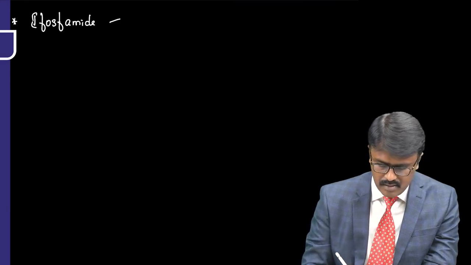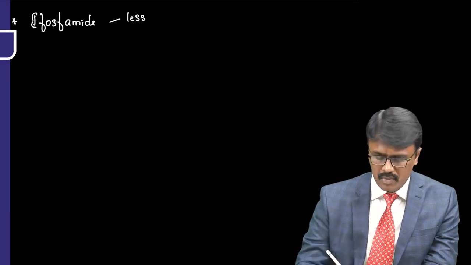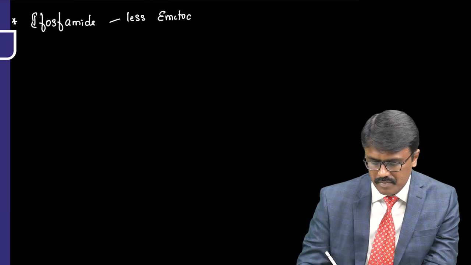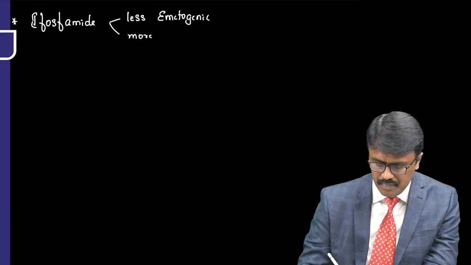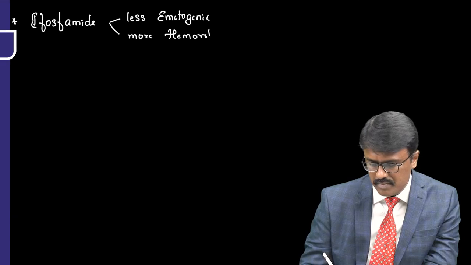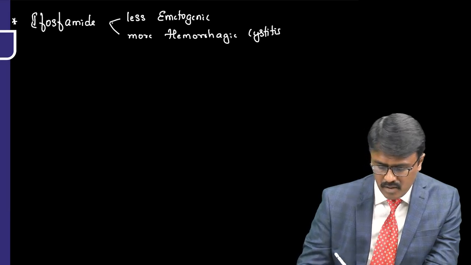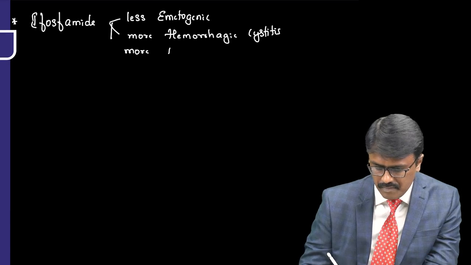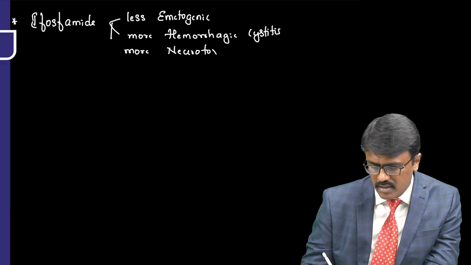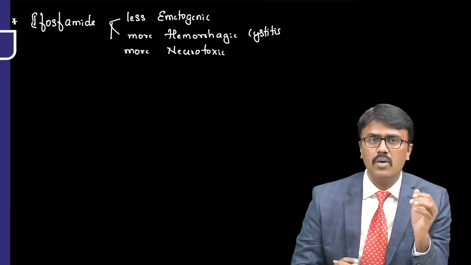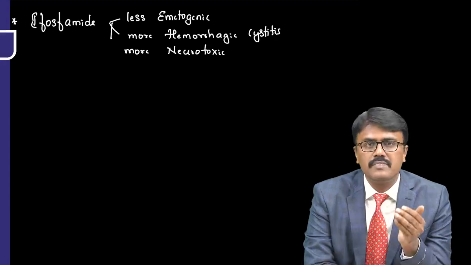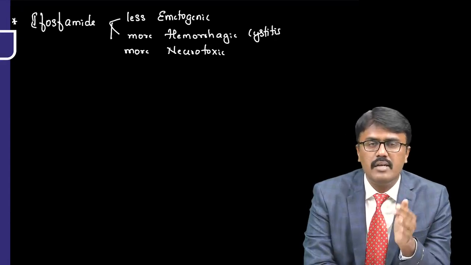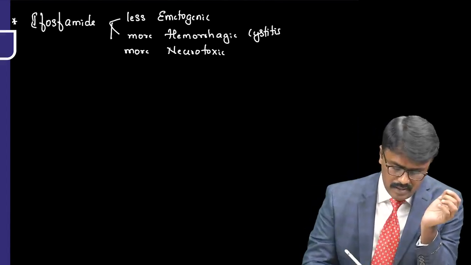Ifosfamide, the advantage is it causes less vomiting, it is less hematogenic, but the disadvantage is it causes more hemorrhagic cystitis, and also it is more neurotoxic. The reason why it is neurotoxic is because it produces a metabolite called chloroacetaldehyde. That's why it is a highly neurotoxic drug, and that is ifosfamide.